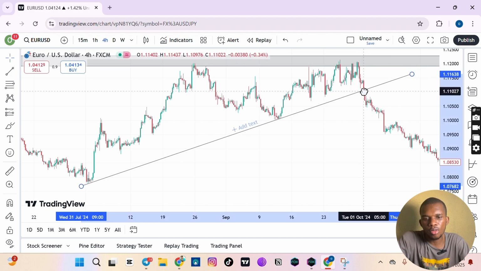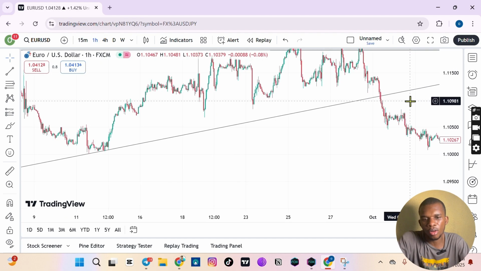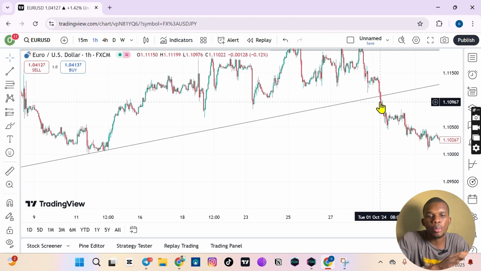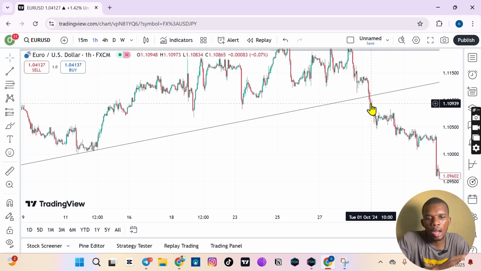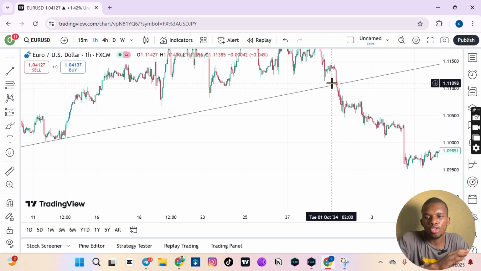Now, the only thing that you need to do is go to the 1 hour time frame so you can see what is happening. Once a 1 hour candlestick settles below a trend line, just know that the market has already broken. You can see this 1 hour candlestick settles below the trend line, and just know that the market is coming down.